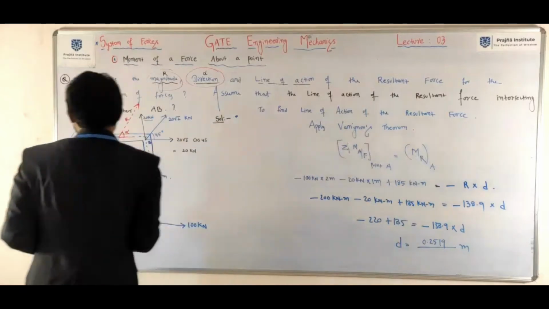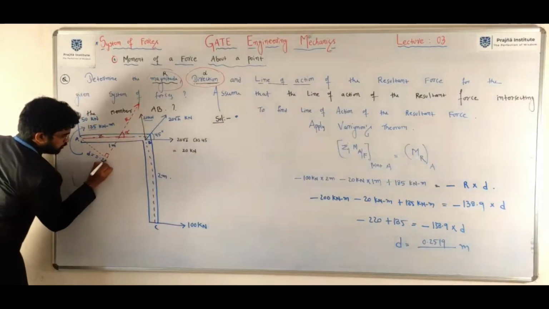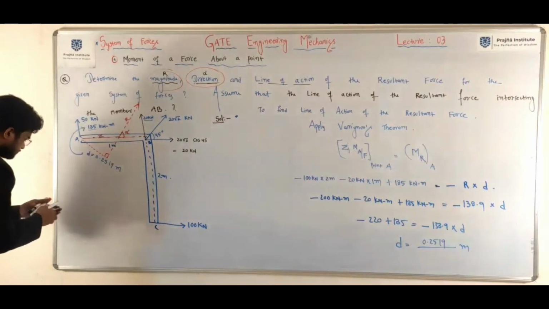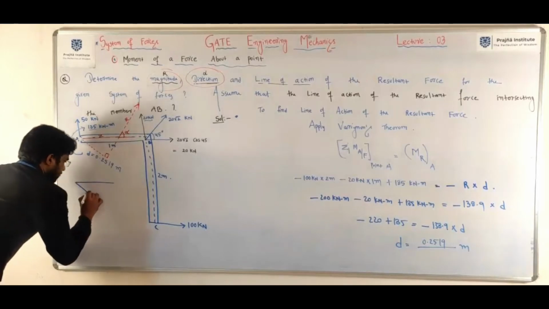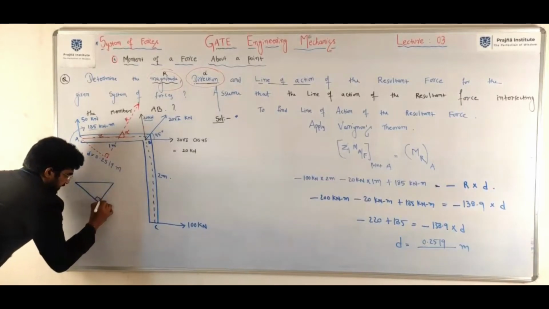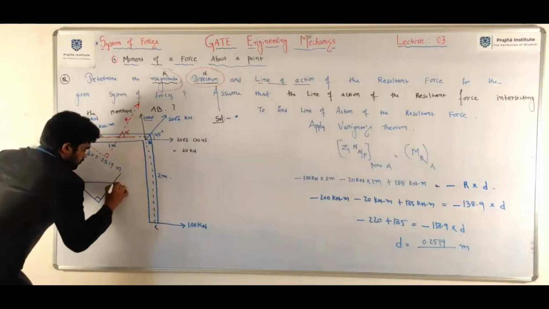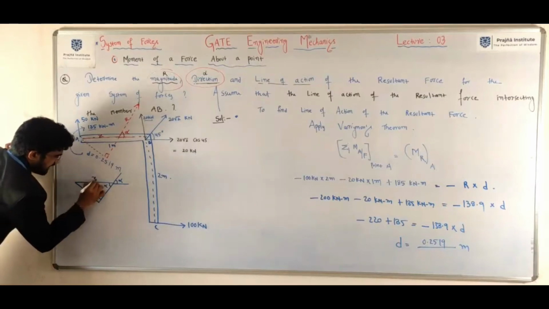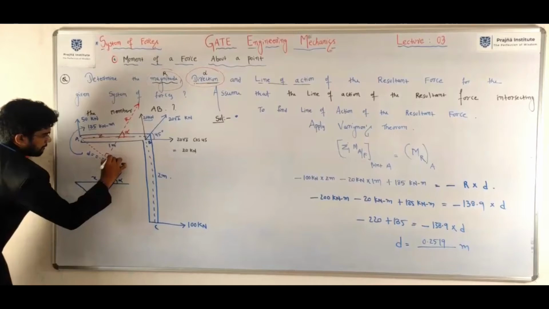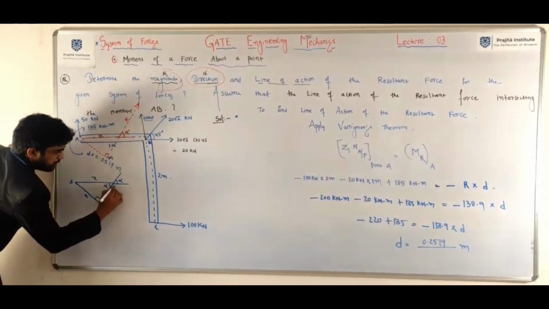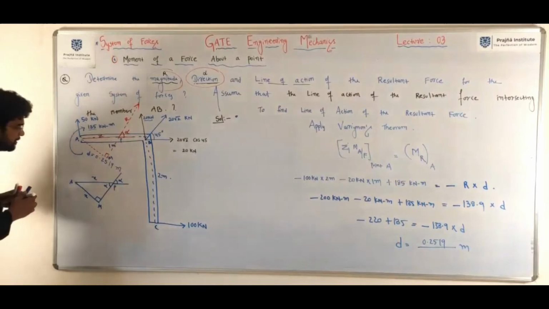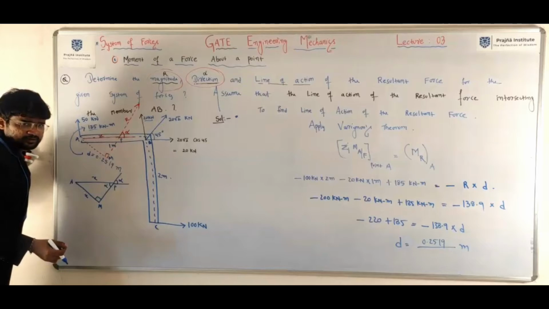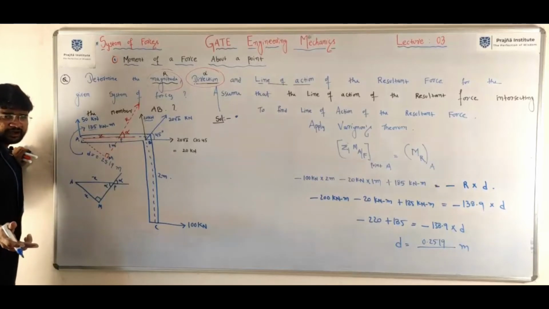D is 0.2519 meter. Here, take the triangle. This is the triangle actually. It is 90 degrees, and of course this angle is alpha. This is X. From triangle AMP, it intersects at the point P. Now, tell me, alpha is how much?